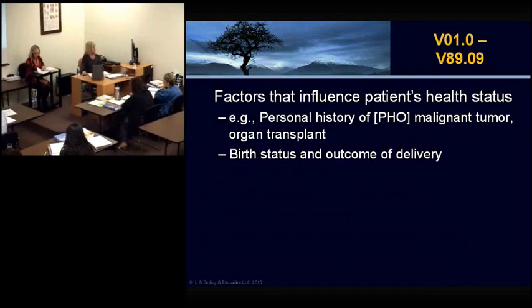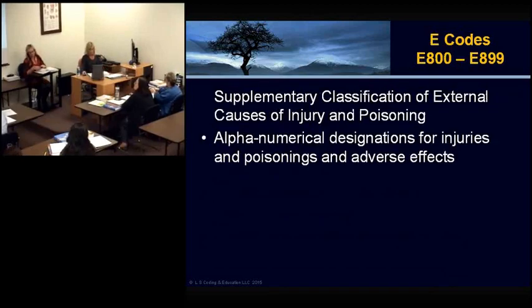Then we have E codes. These are the fun ones. This is the supplementary classification of external causes of injury and poisoning. These explain how someone hurt themselves. And when there is an injury, the insurance company really expects to know how it happened.